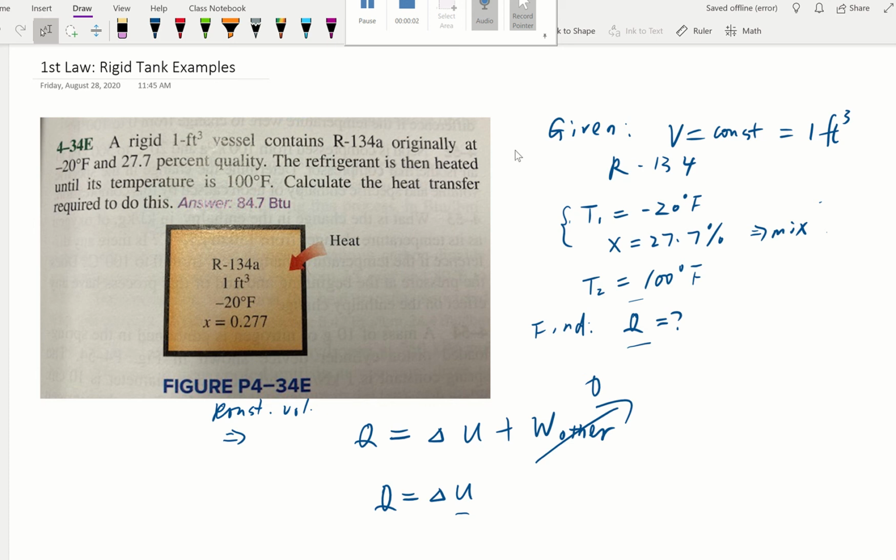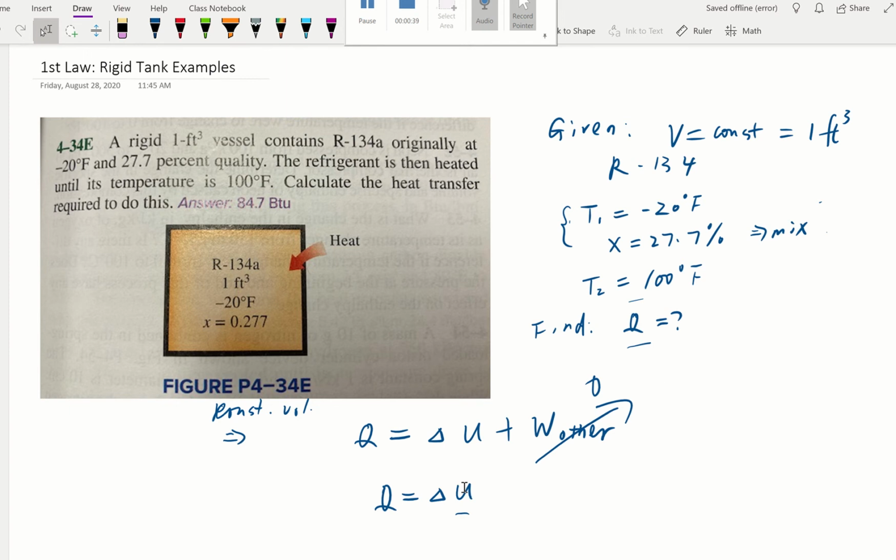Hi, in this example, we're going to look at the first law applied in a rigid tank. Let's write down what's given. Given is a rigid tank, so volume is constant, and it's 1 cubic foot. Now we know it's in English units. T1 is -20 and the quality is 27.7. So we know it's a mixture. Then it's heated until the temperature reaches 100 Fahrenheit. They want us to find the heat transfer, find the Q.